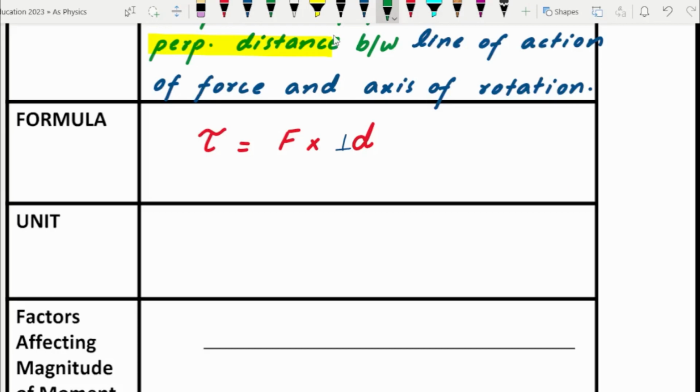The next thing is the unit. You can derive the unit. It is a product of force and distance. The unit of force is newton, the unit of distance is meters. So the SI unit of moment of force would be newton meter. And if they ask you to break it down into base units, you can do that as well, and that would be the same base units as those of joules. The second thing is that moment of force or the turning effect of force is a vector quantity.